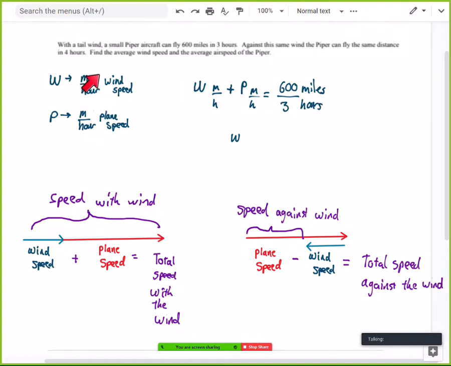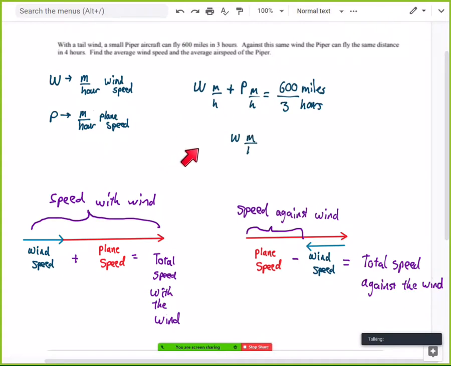So the reason why it's useful to use your labels when you're writing your variables is it helps you make sure that the number on the right-hand side of the equal sign is the same kind of number as the numbers on the left-hand side. So again, we have W miles per hour plus P miles per hour equals 600 miles every 3 hours.